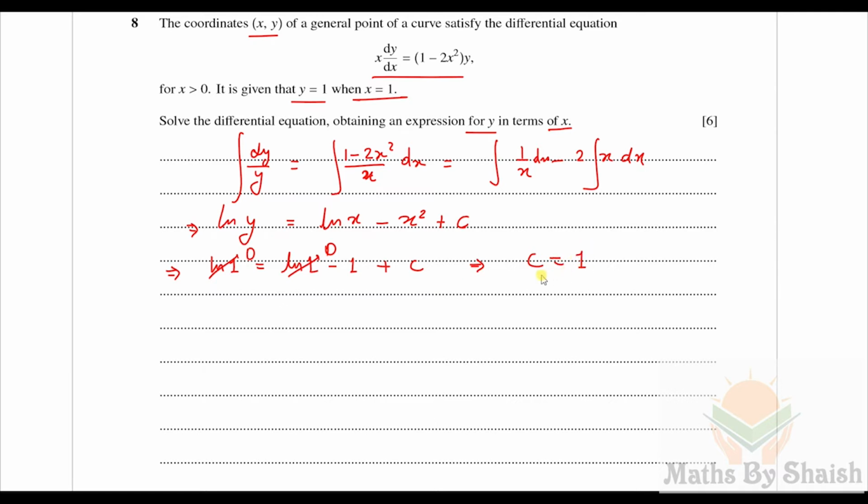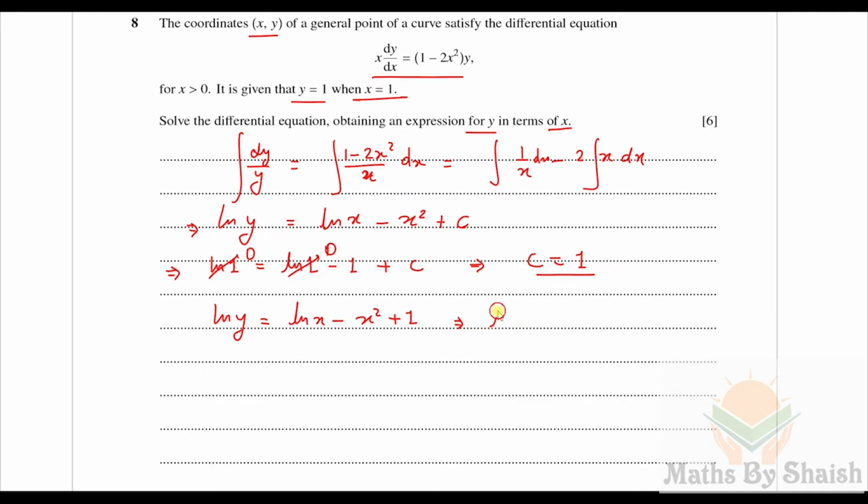So once we got c as 1, we will write it as ln y is equal to ln x minus x square plus 1. Now we will write the expression for y in terms of x. So let's separate it. I will collect the logarithm terms.